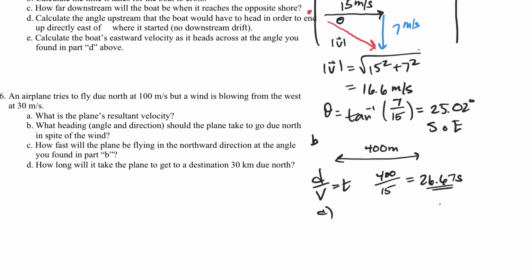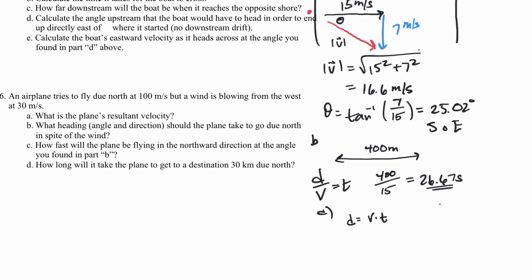Right? And so we know that I'm looking for distance now. Then I take velocity times time to get the distance. So how far down the river from where I originally was am I going to be after that amount of time? Well, we know it's 26.67 seconds.